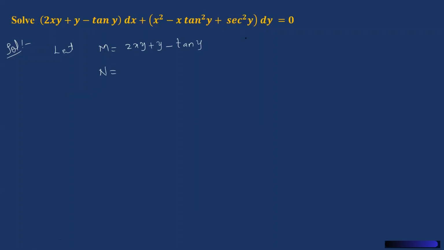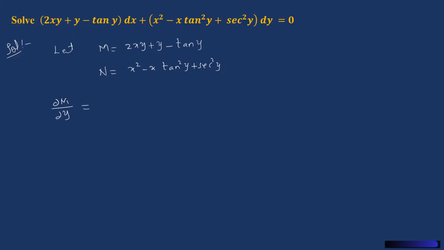Then N is the coefficient of dy. So it is x square minus x tan square y plus secant square y. Right? So we got both M as well as N. I need to now verify whether this differential equation is exact or not. To check that, I'm differentiating M with respect to y. I'm performing partial differentiation.